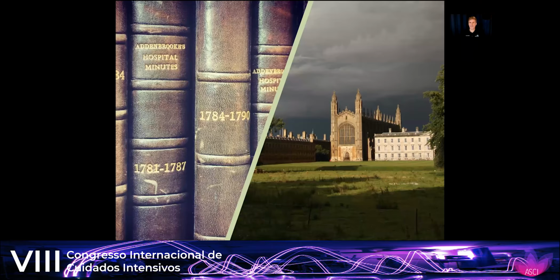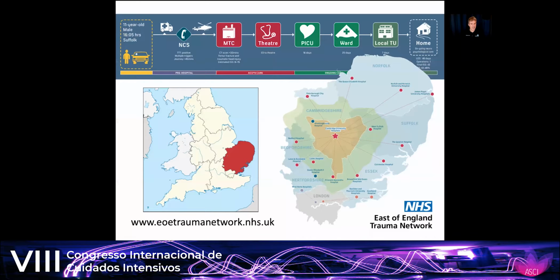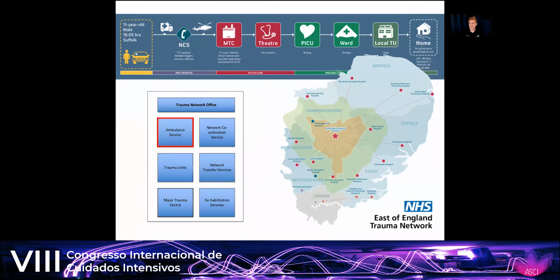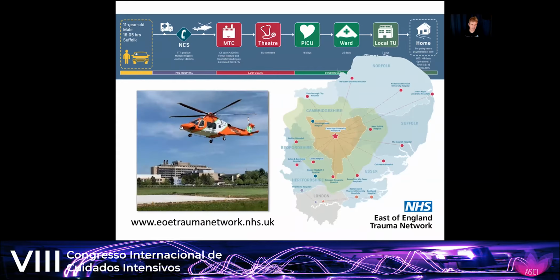I'm based in Cambridge in the east of England. Cambridge and the east of England is north and to the east of London, an area of 6 million population with a geography of about 20,000 square kilometres. We have a very sophisticated trauma system in the region with 12 acute hospital trauma units, a single regional major trauma centre at Cambridge, and a network of a regional ambulance service and 5 air ambulance providers, which have physician-staffed pre-hospital emergency medical teams on them.